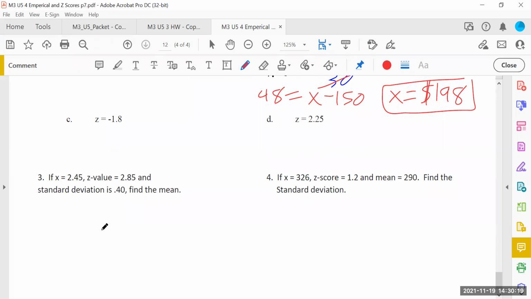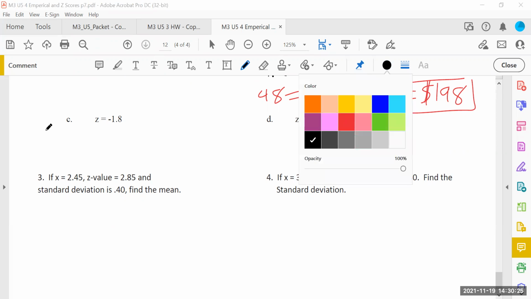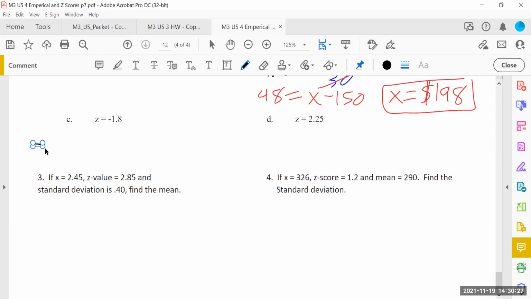Look at letter C. Z is equal to negative 1.8. So I'm going to set it up. I'm going to stop color coding stuff. Hopefully you've got the idea at this point. Negative 1.8 is equal to X, the X that I don't know, minus 150, which is the average price, divided by the standard deviation of 30. Go ahead and solve that. You multiply by 30. Everybody go ahead and solve it on your own.